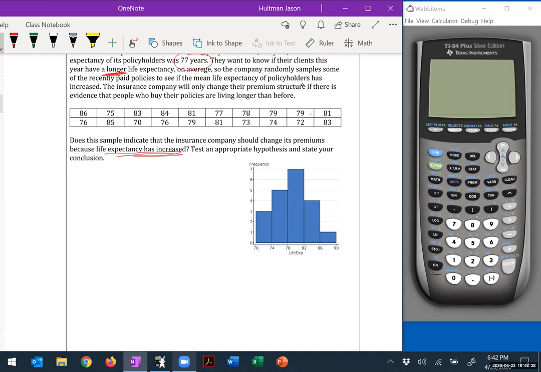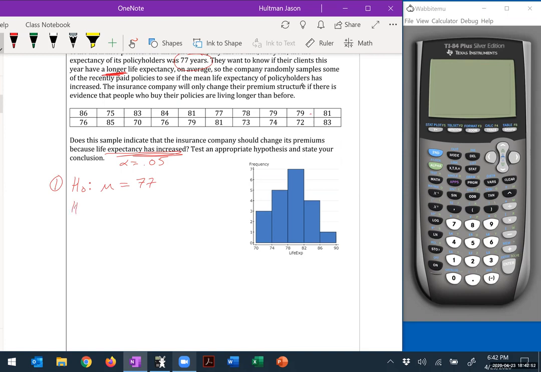They give me a histogram there. That's all well and good, we don't really need it. We're going to use an alpha of 0.05 to test against. We want our hypothesis. What's our null hypothesis? That the average is equal to 77, that it hasn't changed.